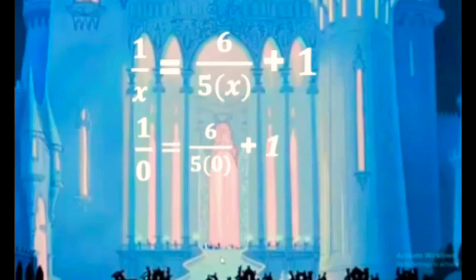Fairy Godmother Danny: To check if the value x equals 0 is correct, the first step is to substitute the given value of x into the original equation. So all the x in the original equation will turn to 0. So 1 over x will be 1 over 0, equal to 6 over 5 times 0 plus 1. As you see, we have here 1 over 0, and when the denominator is 0, the result is not defined under the set of real numbers. Therefore, x equals 0 is an extraneous solution. And now, my dear, you've got all the answers.